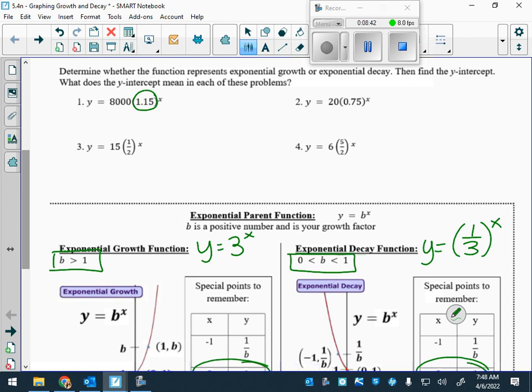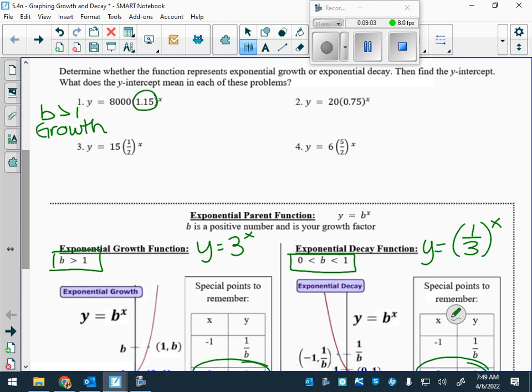1.15. Is that greater than 1? Yeah, okay? So since that b value is greater than 1, what do we have? Growth or decay? Growth. Good. And again, it's based off the b value.